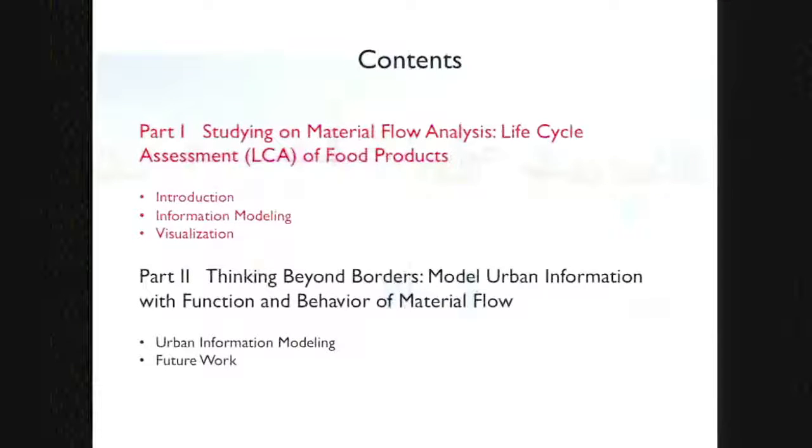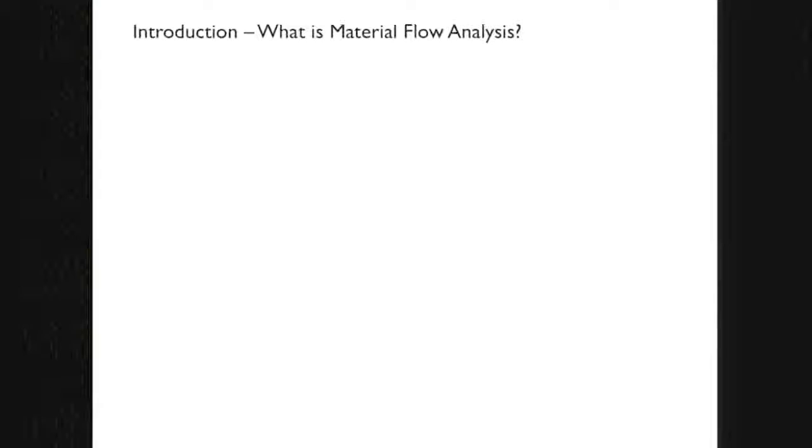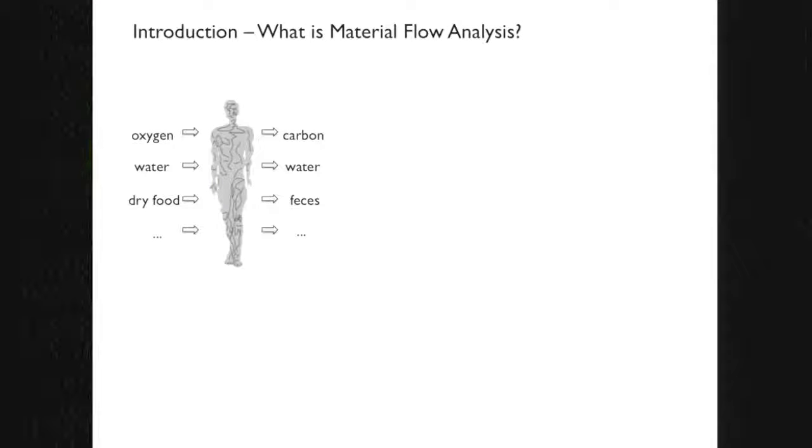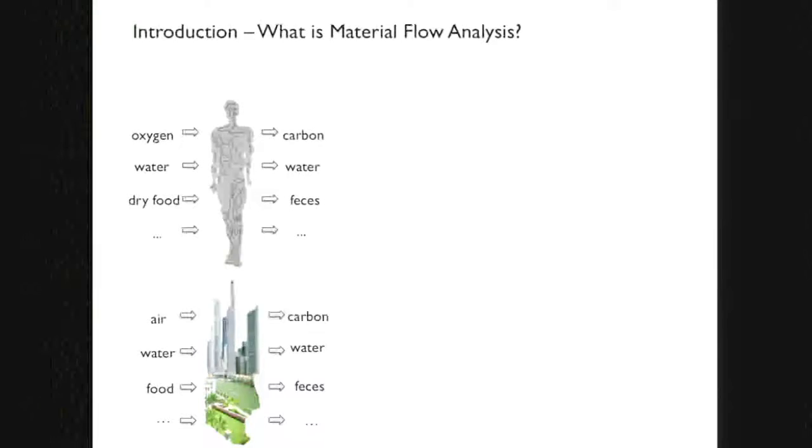Let's come to the first part. First is an introduction about what material flow is. As I show you here, you can see this is a human body. Every day we have to eat something to survive. Energy, water, and dry food go in, and on the other side is outflow: some carbon, water, and waste. Our urban space is quite like a human body. Every day we have to input something and output something.